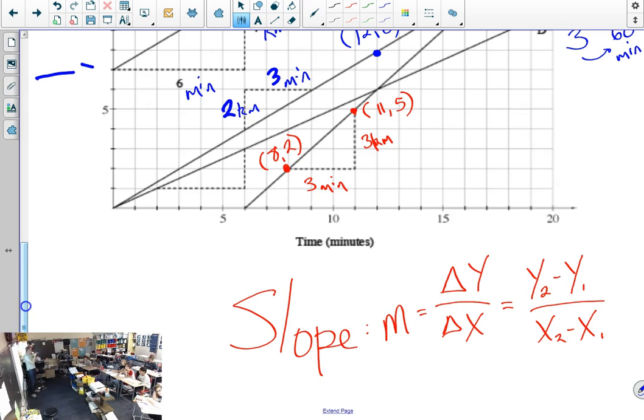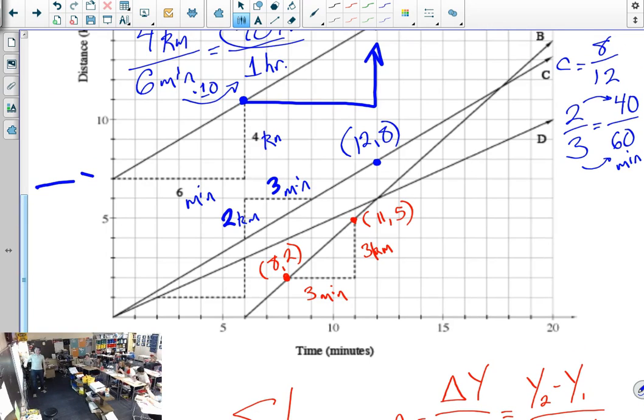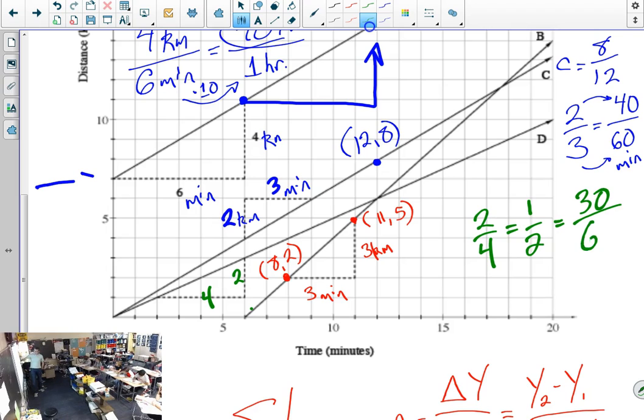So if you don't want to make the triangle and you just have 2 points, what's the change in Y? What's the change in X? Do the division. Our last rider that we haven't calculated here, rider D, we have a triangle down here. What's your delta Y? It's 30. What's your delta X? 4. So we get essentially 1/2, which is 30 over 60. So his speed's really 30 kilometers per hour. So we have speeds of 40, 40, 30, and B's was 60.